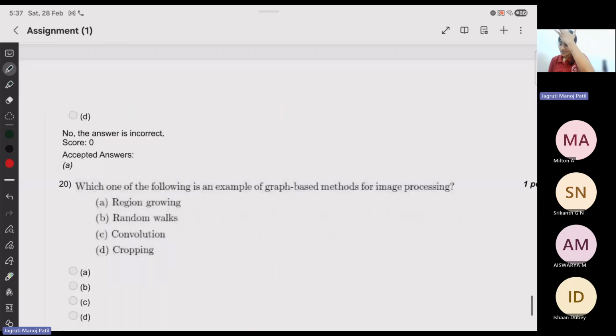Last one, which of the following is an example of graph-based methods for image processing? Region growing, random walks, convolution, cropping. Not at all cropping. Then region growing is also not possible. Convolution or random walks. Random walks. Yes, of course, because there you're essentially trying to get pixels within similar features and then differentiate them, whereas the others are more selective-based methods, and region growing is a segmentation-based method.